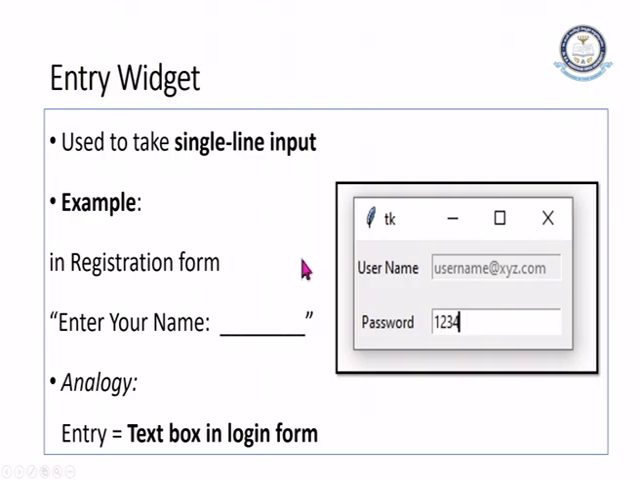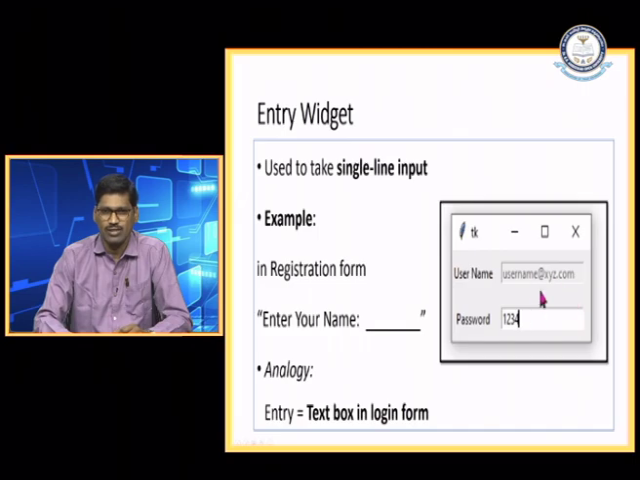Next, the third widget is the entry widget. A very simple example, everyone knows it, everyone has the experience. Suppose you want to log in to your Gmail account, you may find this type of interface, like enter email ID, enter password. After entering the email ID, you may have some box, right? Technically that box is called a text box, and in Python the name we use for that widget is entry widget. This box's general name, technical name as per the Python programming language, is entry widget.